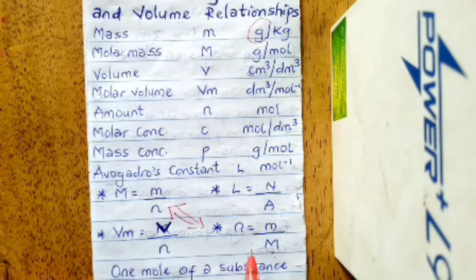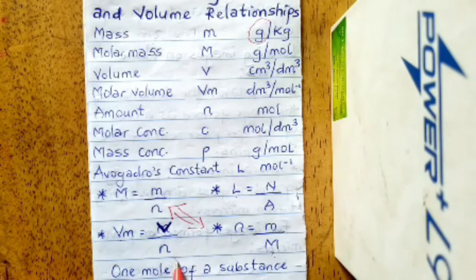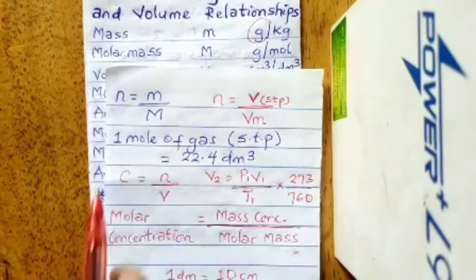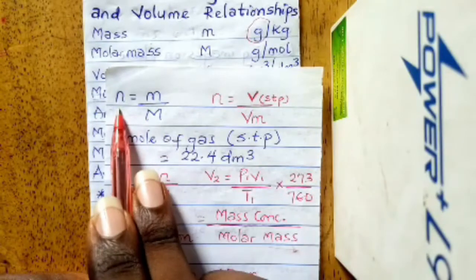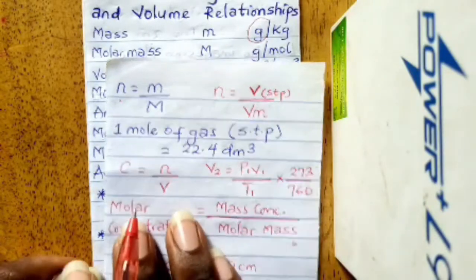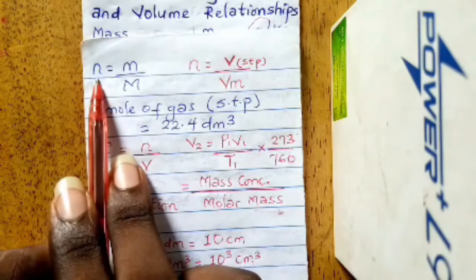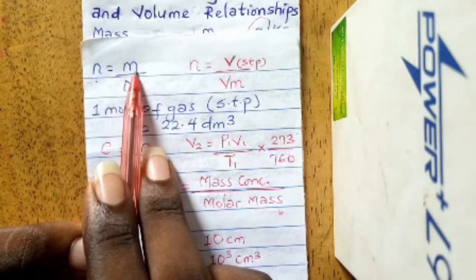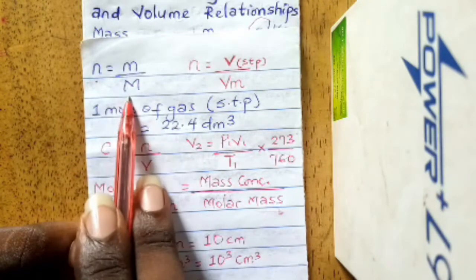So we have our Avogadro's constant, which is equal to N over n. We have molar volume equal to V over n. Interchanging this, I have another simplification of the formula. So the first formula which I want us to know is this, that our number of moles is equal to reacting mass over molar mass.